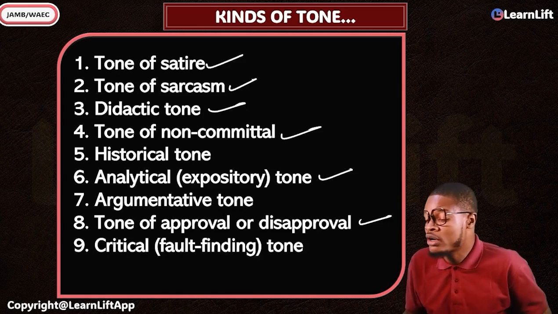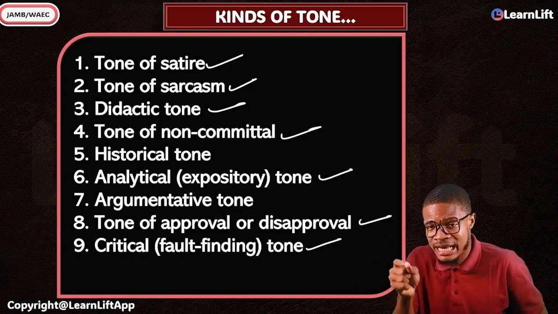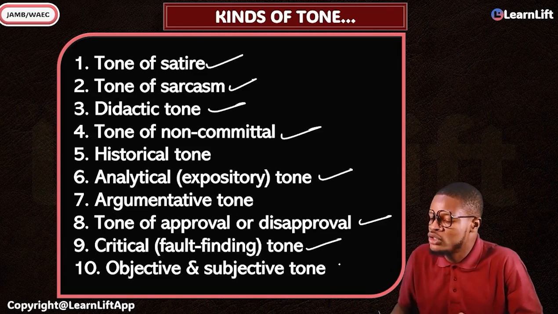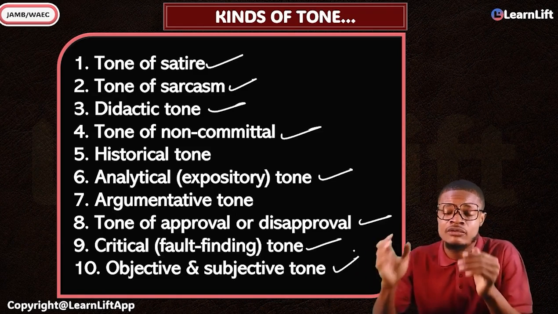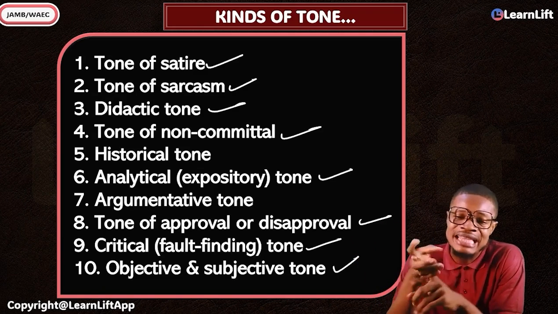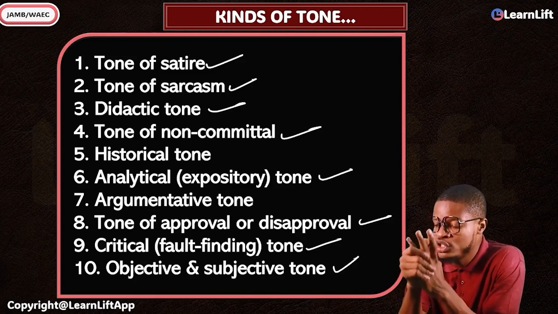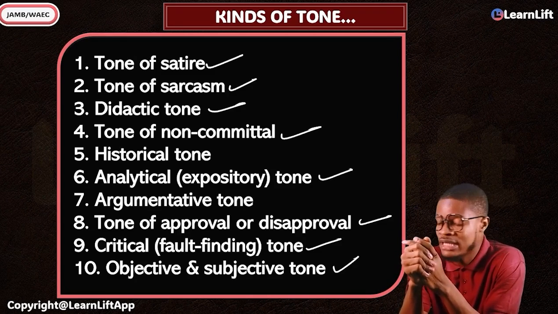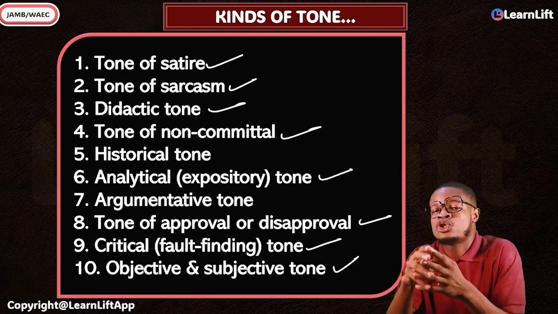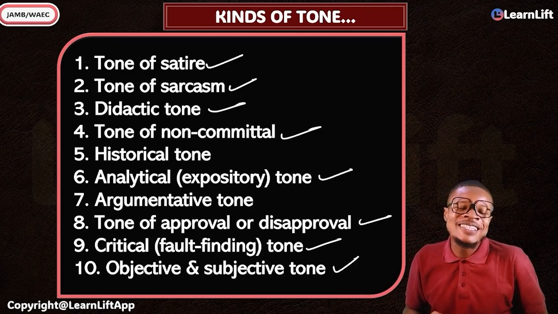And then number nine is called critical or fault-finding tone. And then number ten is called objective and subjective tone. These are the 10 different kinds of tone I'm going to be opening you up to: the tone of satire, the tone of sarcasm, the didactic tone, the tone of non-committal, historical tone, analytical or expository tone, the tone of approval or disapproval, your critical or fault-finding tone, and then objective and subjective tone.